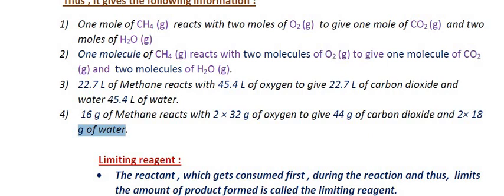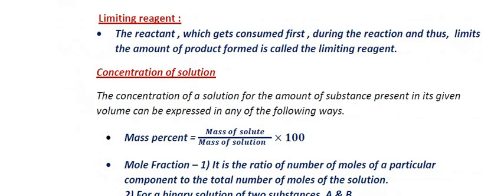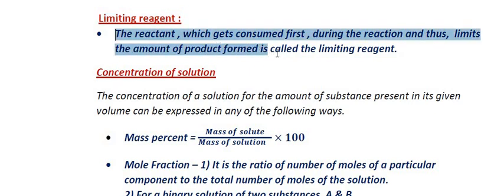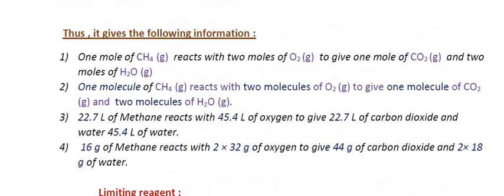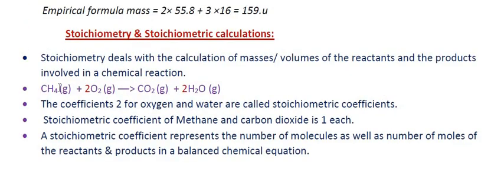Now the next thing that we are going to discuss is limiting reagent. What is a limiting reagent? You have to learn the definition here. The reactant which gets consumed first in the chemical reaction and due to which the reaction stops is known as limiting reagent. The reactant which gets consumed first during the reaction and thus limits the amount of product formed is called a limiting reagent. Like in this chemical reaction, I'll just take the example that we have taken over here.